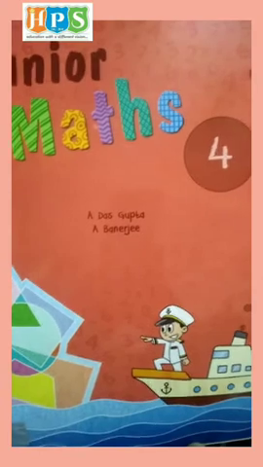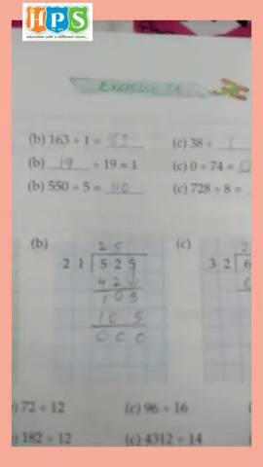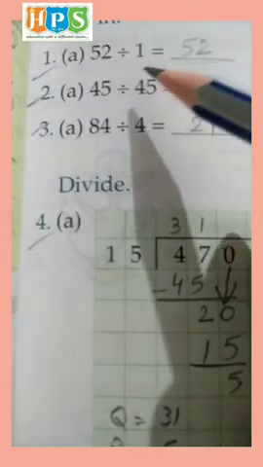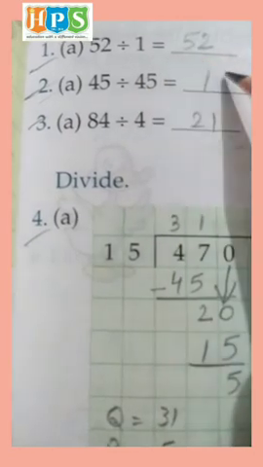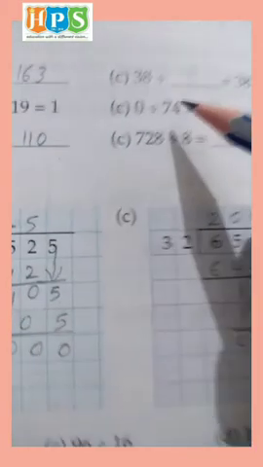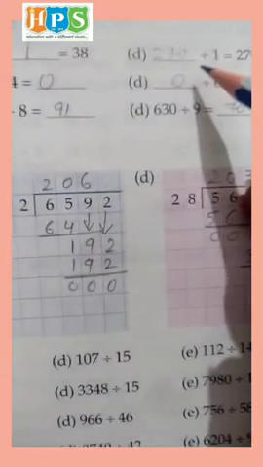So open your math book, page number 47 and exercise 7a. Fill in. 52 divide 1 is equal to 52. 163 divide 1 is equal to 163. 38 divide 1 is equal to 38. 270 divide 1 is equal to 270.